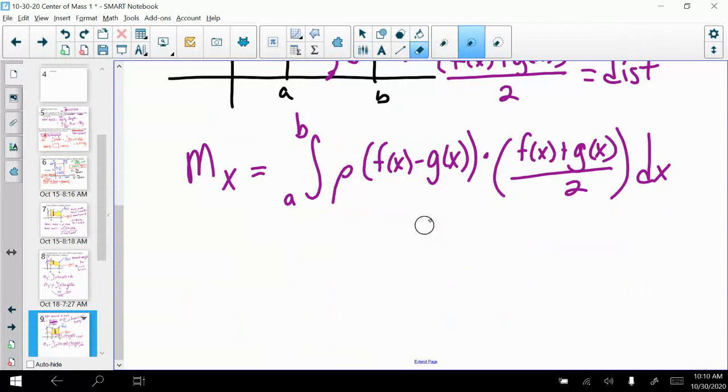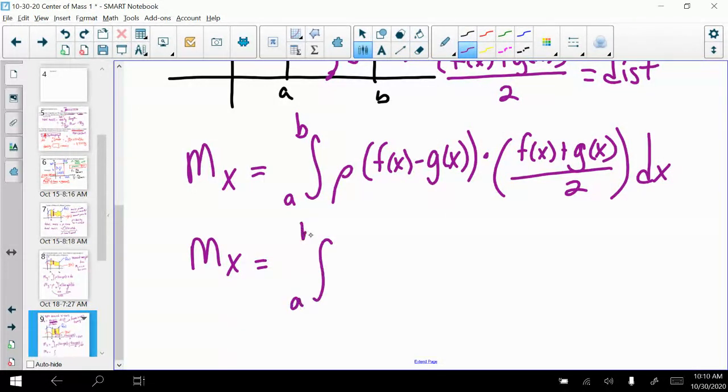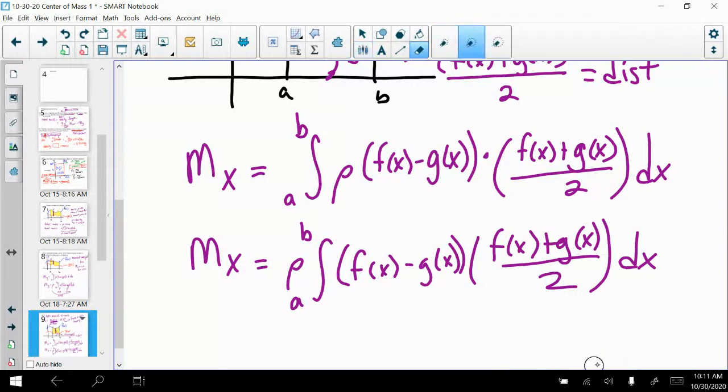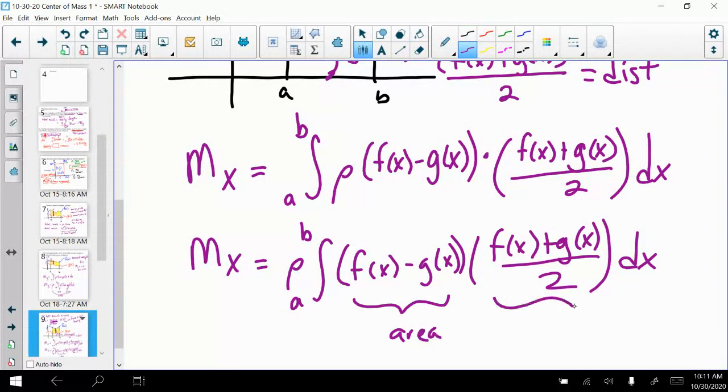I'll rewrite it, mostly so I can move the rho out. The moment about x, a to b of rho. I like to leave it in here, f of x minus g of x times f of x plus g of x over 2. I have seen places where they simplify it, but for me, if they simplify it, then I feel like I lose that idea of the area and the distance, and that really helps me when I'm sorting out how to do these problems.